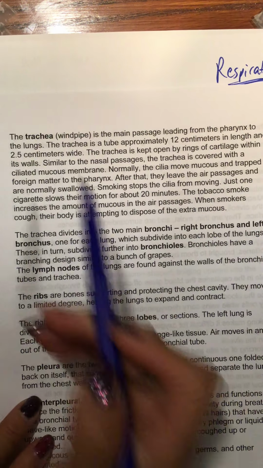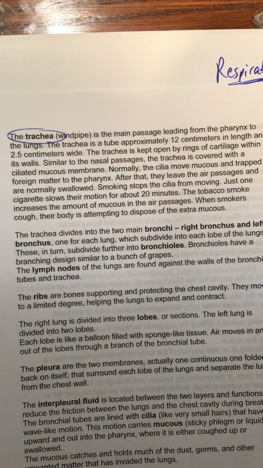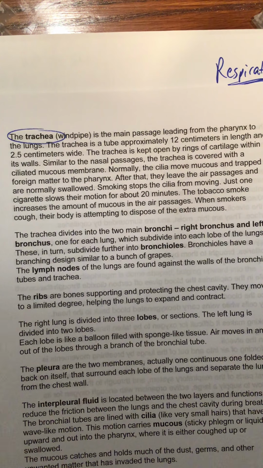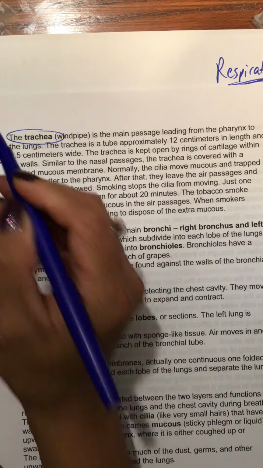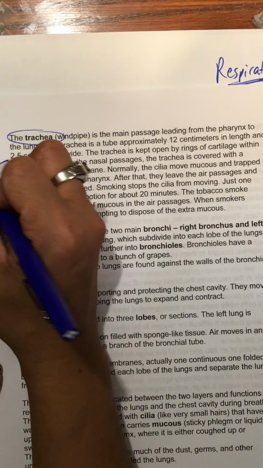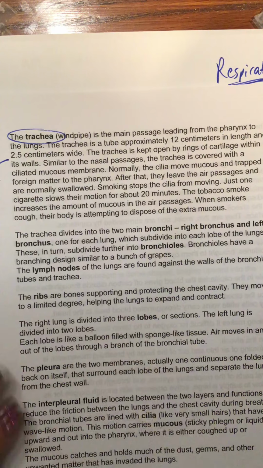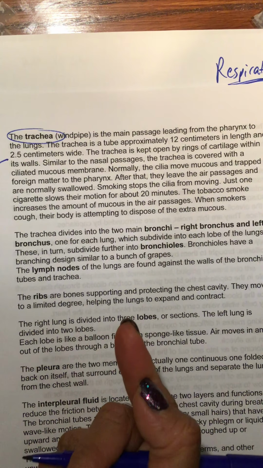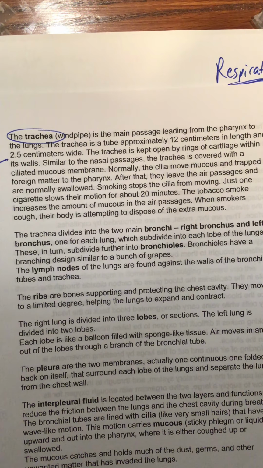Then we get into the trachea, the windpipe. Basically, it's about 12 centimeters in length and 2.5 centimeters wide. So it's about an inch. So 2.5 is one digit, one finger on your hand. So 1 inch wide. So it's pretty wide if you think about that. And it's about 12 centimeters in length.